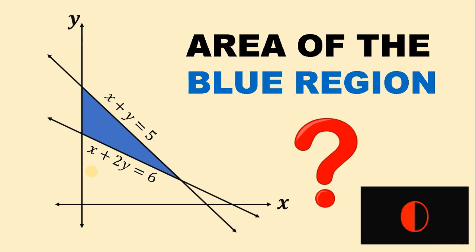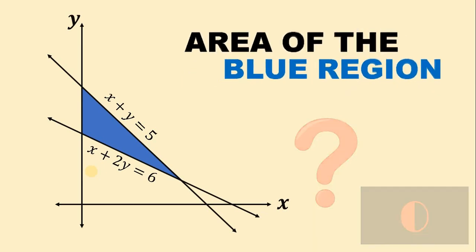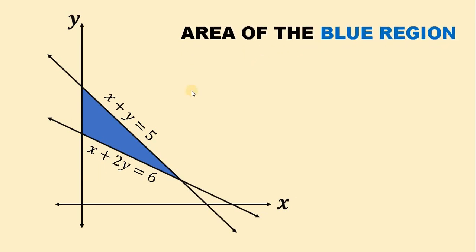And now let's answer this question together. Our goal is to find the area of the blue shaded region bounded by the equations x plus y equals 5, x plus 2y equals 6, and the y-axis. Now, there are a lot of ways to get the answer to this kind of question. So here are some strategies that we can use to find the area of this shaded region.